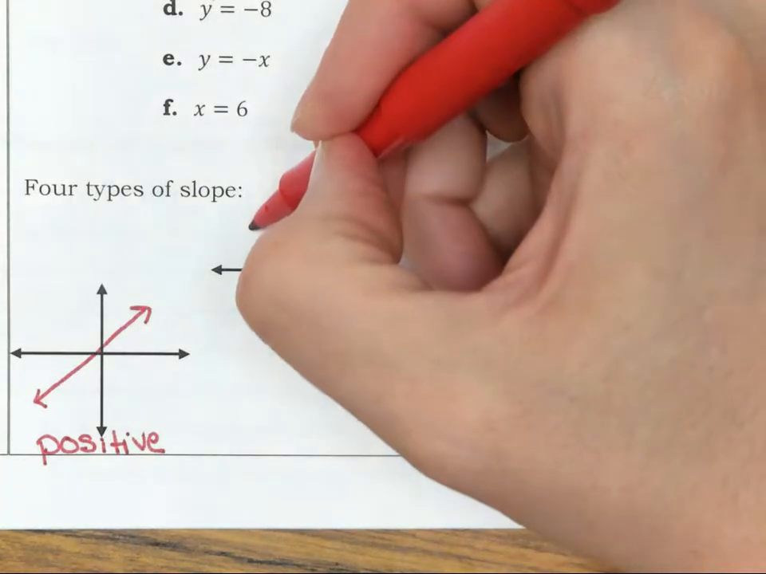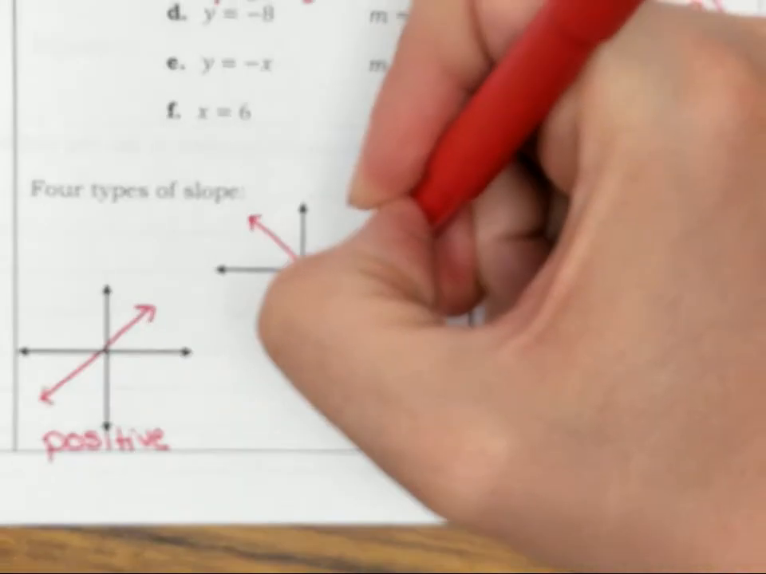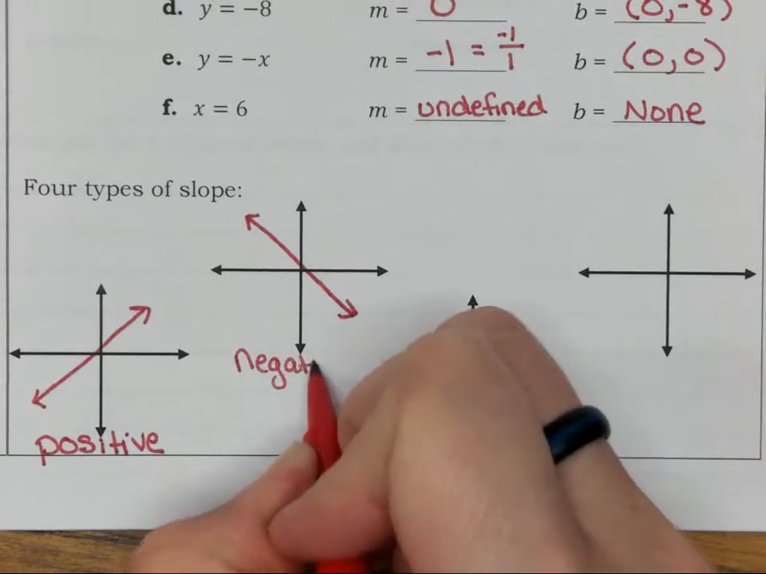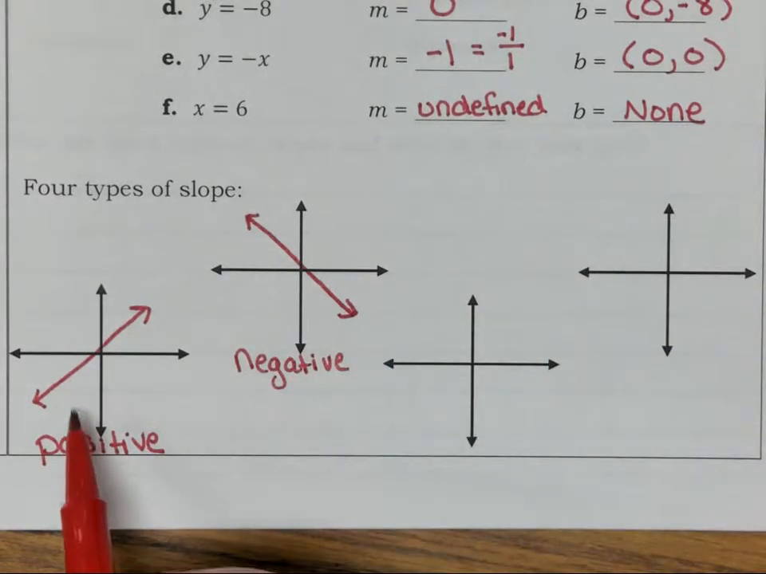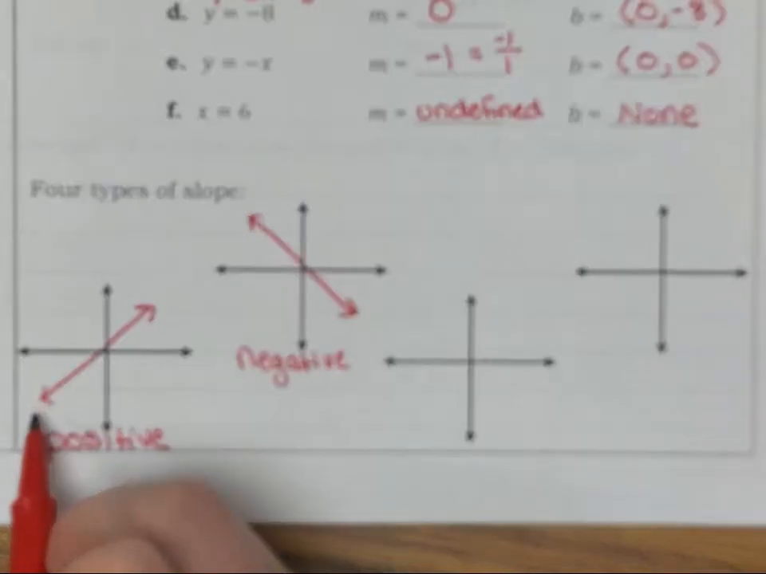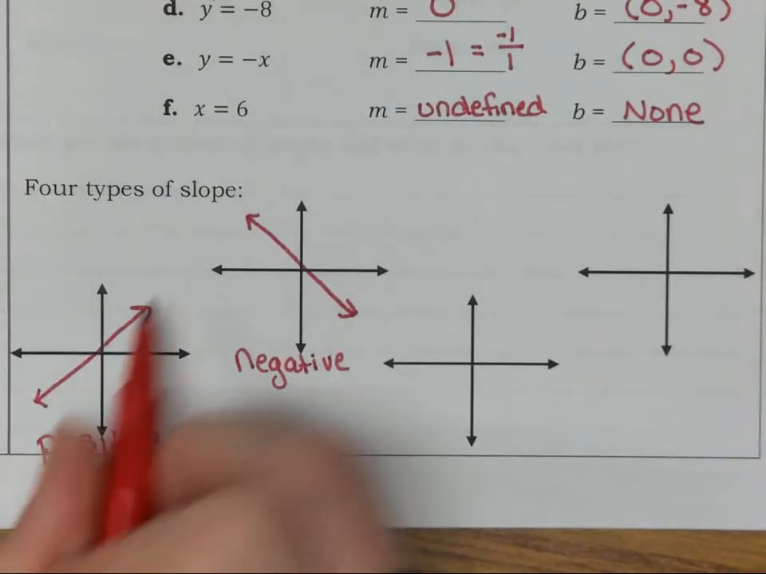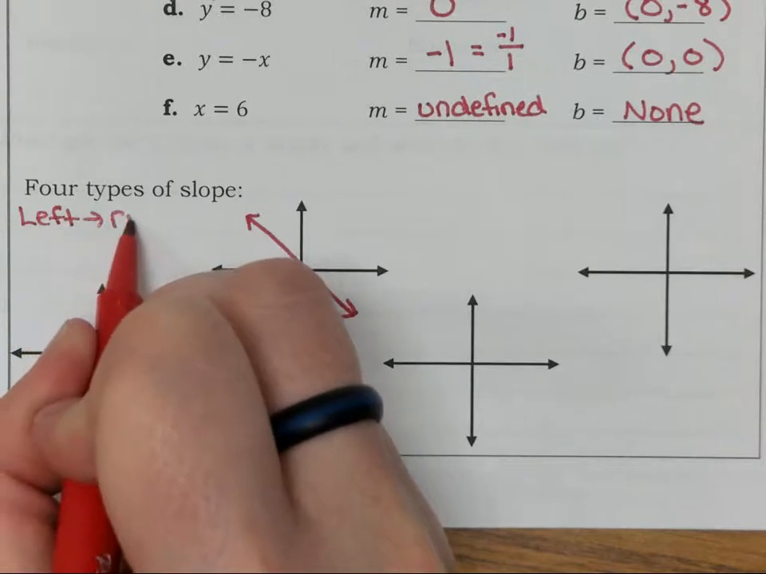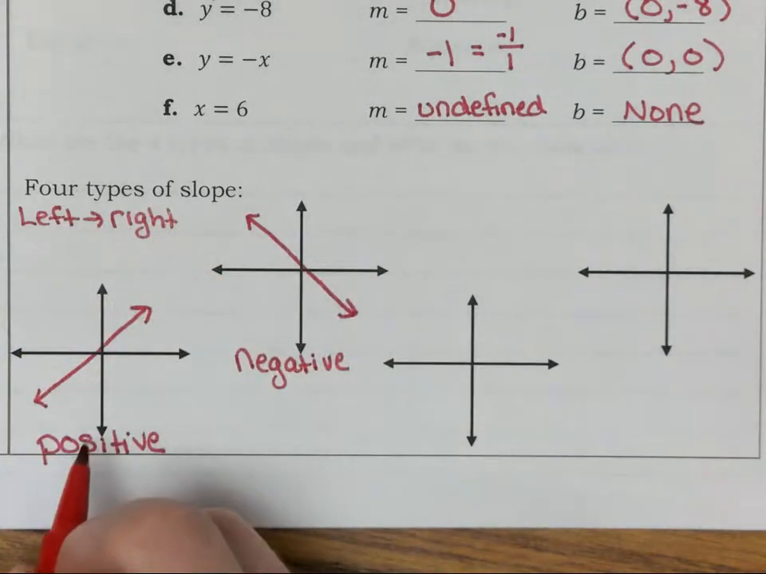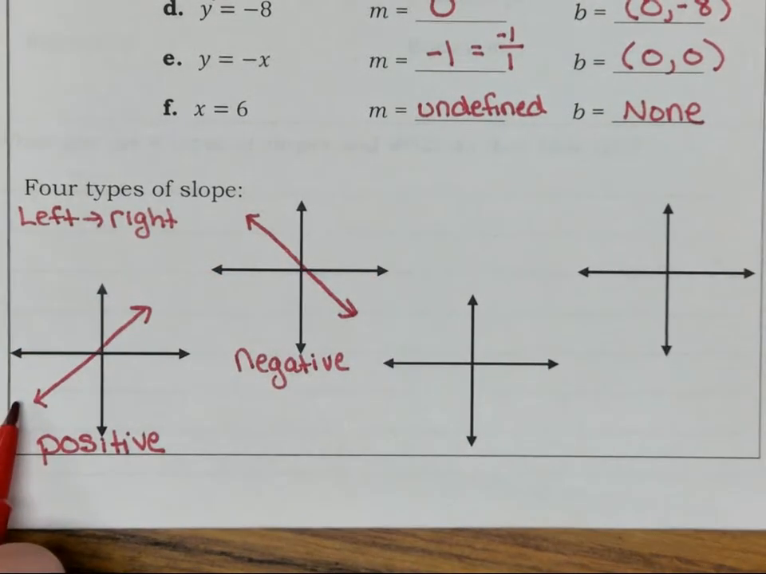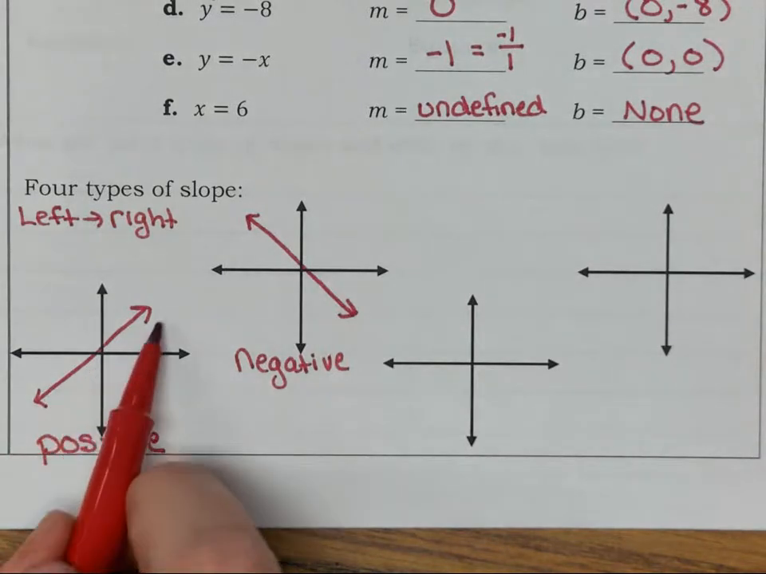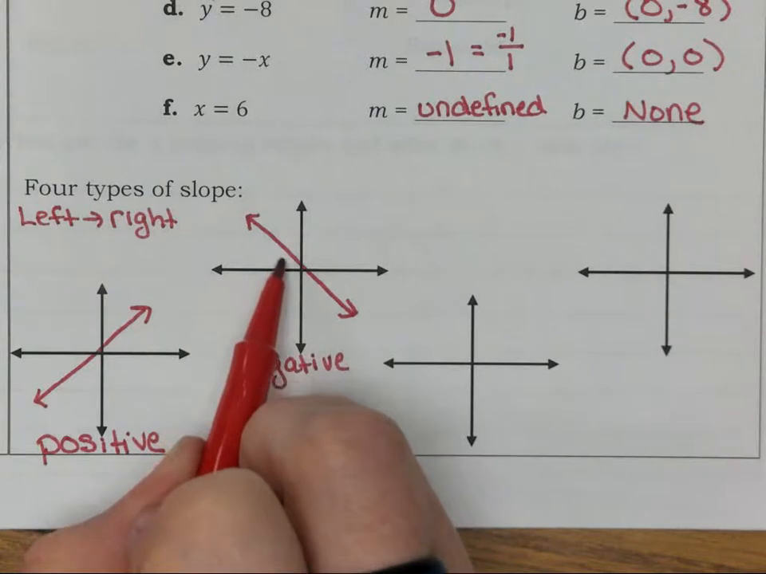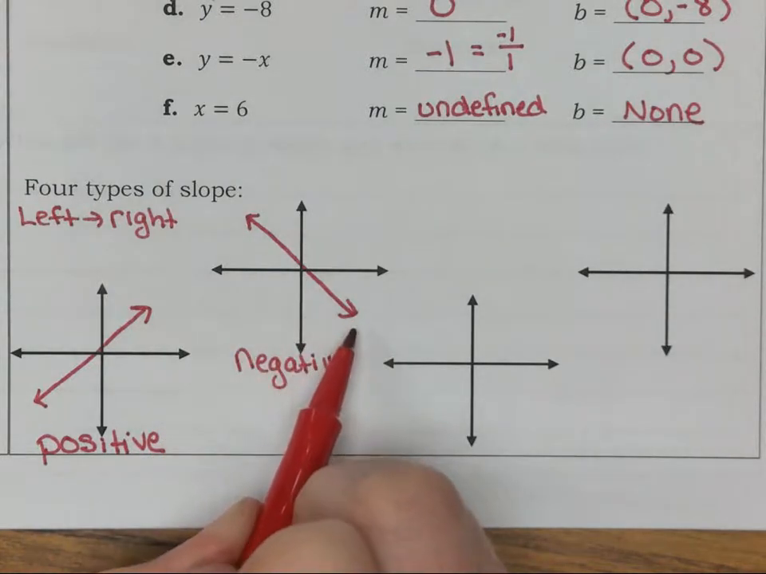Okay. The next type of slope is negative. And let me go back and explain this a little bit more. Positive, meaning it's increasing from left to right. We always read a graph from left to right, just like a book. And so if I follow this graph from left to right, it's going up, so it's positive slope.